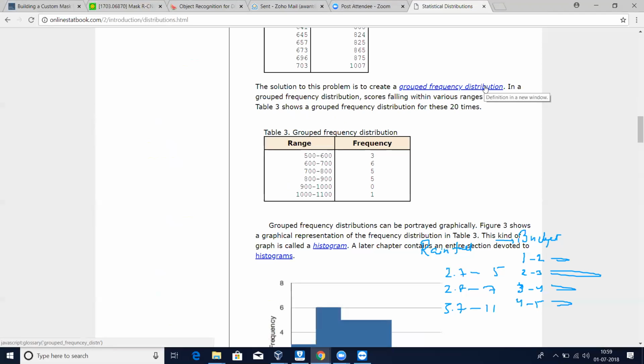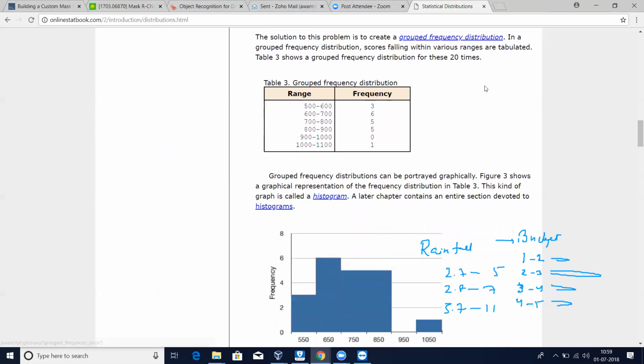I have built a lot of reports and worked on these kinds of scenarios a lot in real-time reporting tools, but never knew that this is called grouped frequency distribution. Okay, so grouped frequency distribution is also known as histogram.